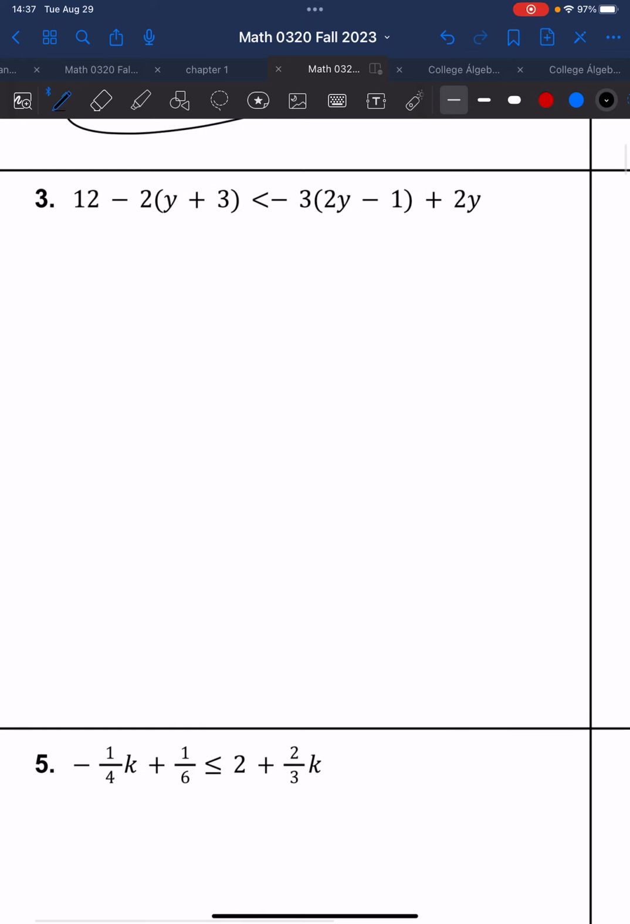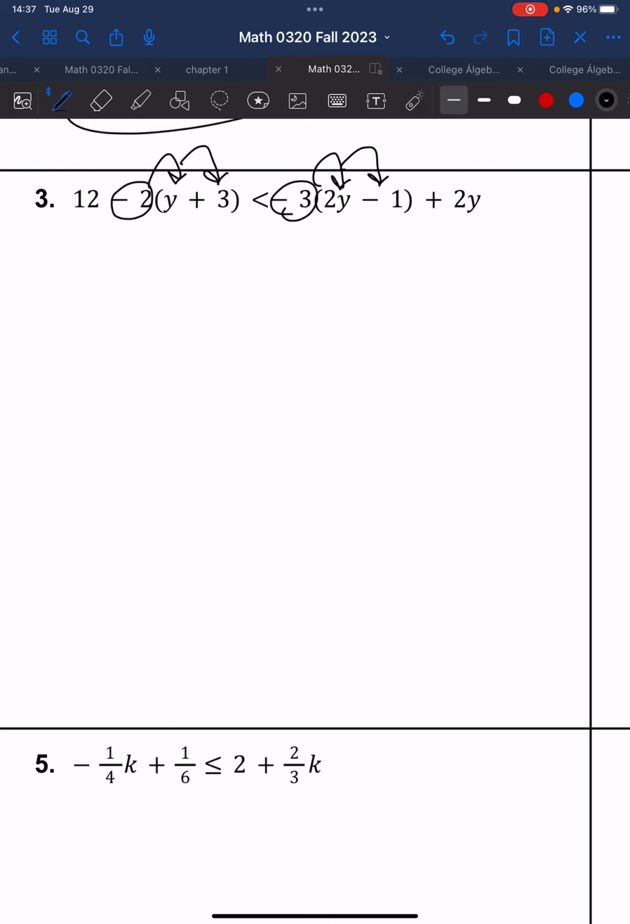Okay, number 3, we have a lot of different things going on here. So before we can start moving things to either side of the inequality, we're going to have to do some simplifying. So remember, if you see a number outside of a parenthesis, so for example this, we have to distribute that number inside. And what I mean by distribute means multiply. So we're going to go ahead and do that first.